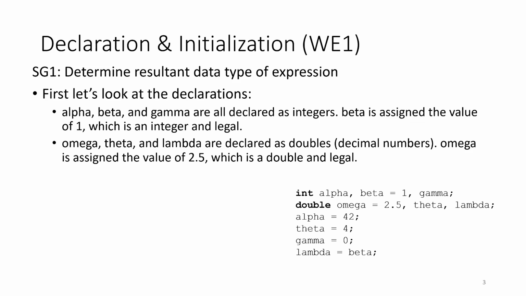Subgoal 1 is to determine the resultant data type of the expression. So let's look at the declarations. Alpha, beta, and gamma are all declared as integers. Beta is assigned the value of 1, which is an integer and is a legal value. Omega, theta, and lambda are all declared as doubles or decimal numbers. And omega is assigned the value of 2.5, which is a double and a legal value.